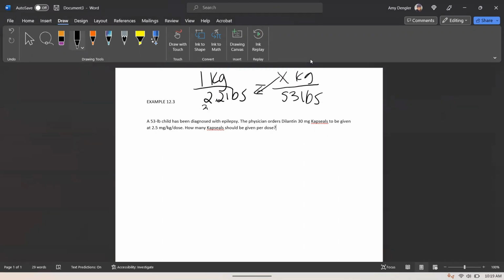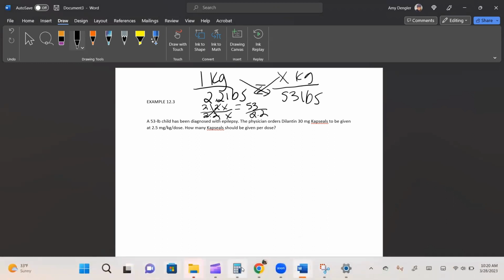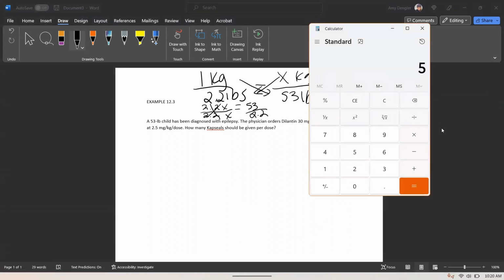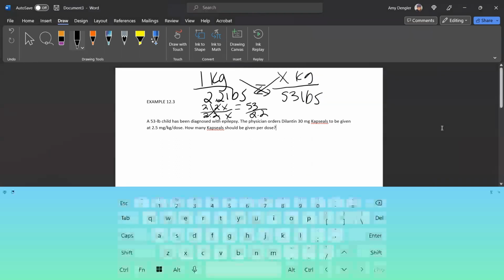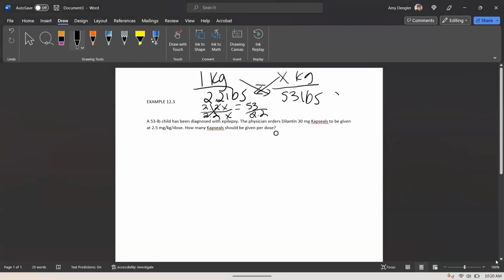So we have 2.2x is equal to 1 times 53, which is just 53. We need to divide both sides by 2.2. We get rid of the 2.2 on that side. Now we just have to do 53 divided by 2.2, which is going to give us like 24.09. So we'll say 24.1 kilograms.